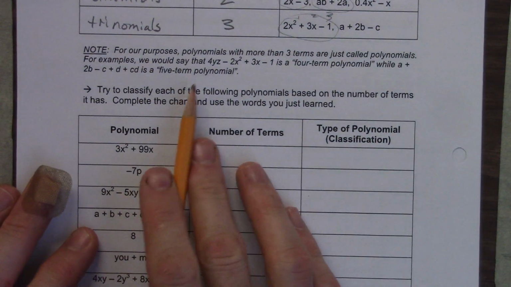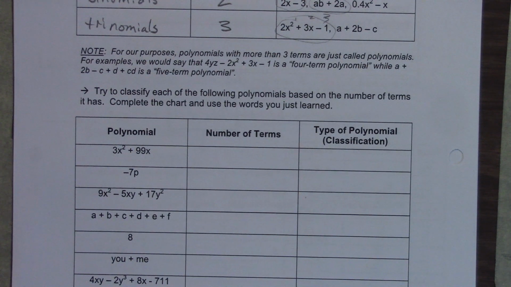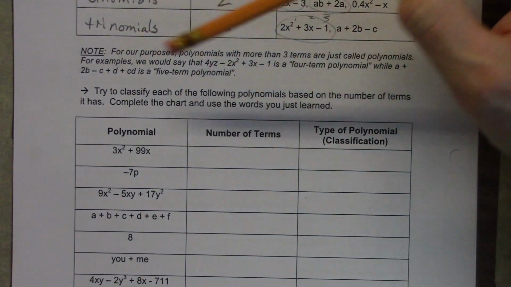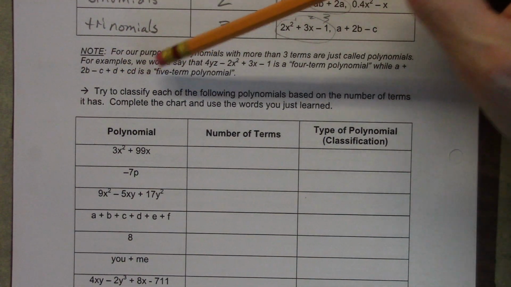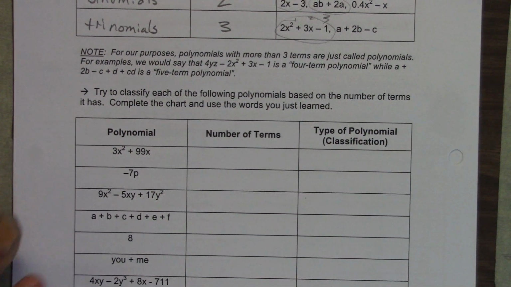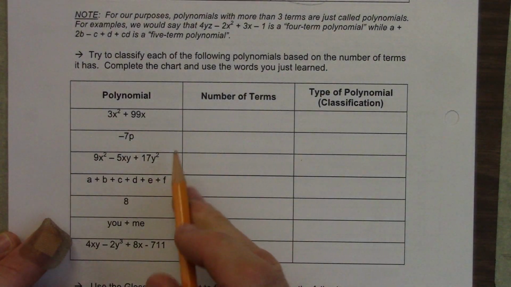It says, for our purposes here, polynomials with more than three terms are just called polynomials. For example, we would say that 4, 2, 3, 1 is a four-term polynomial, while A, B, C, D, C, D, D is a five-term polynomial. Okay? Try to classify each of the following polynomials based on the number of terms it has. Complete the chart and use words you just learned.